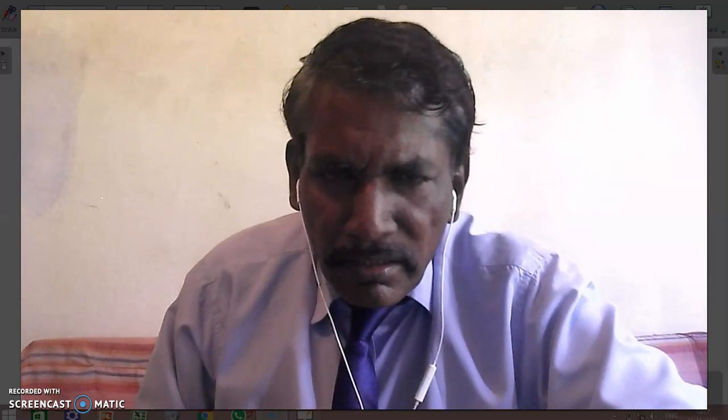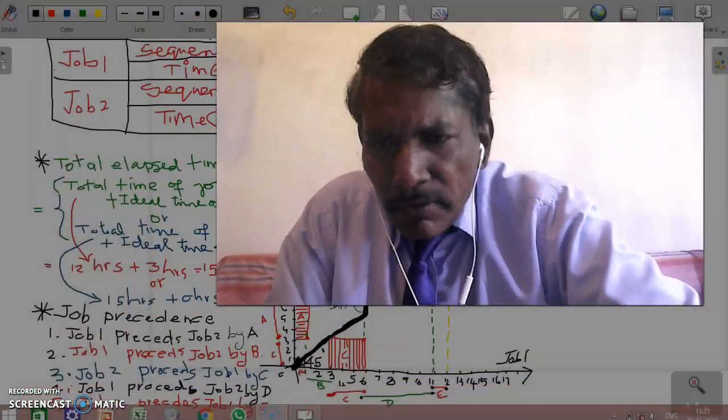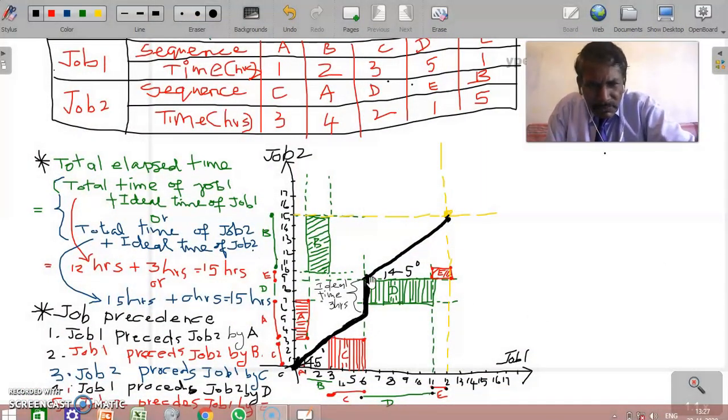If it goes like this, that means this job is idle. When the line curve comes like this, then it means the second job is idle. If the curve goes like this, then the first job is idle. That's what we have to understand. So the curve from here goes up, goes up, and then turns and goes here. So this is the idle time for job 1.